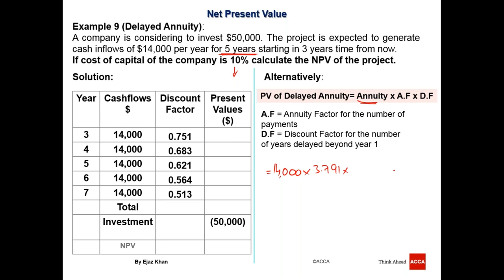3.791. Okay. Then we need a discount factor. So it is starting from year 3. So we need a discount factor for year 2. 0.826. Yeah. So what's the present value? 43,839. And the investment is 50,000. So there will be a negative NPV of $6,161, right?